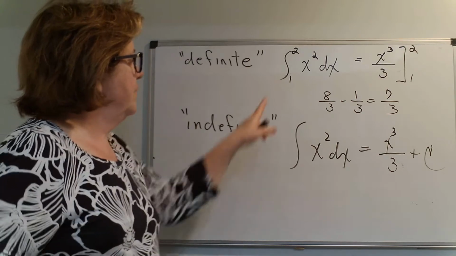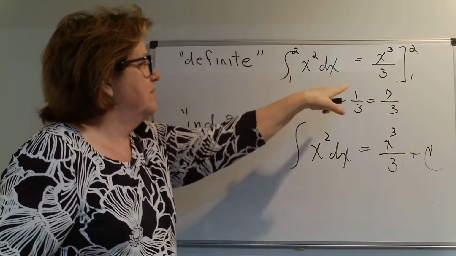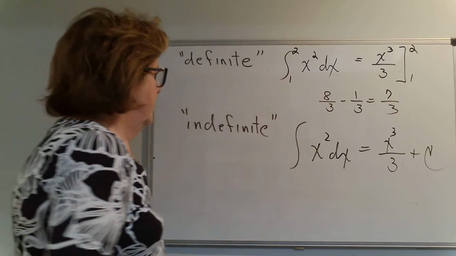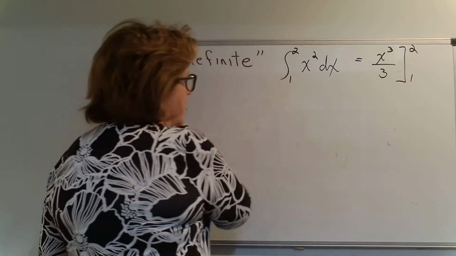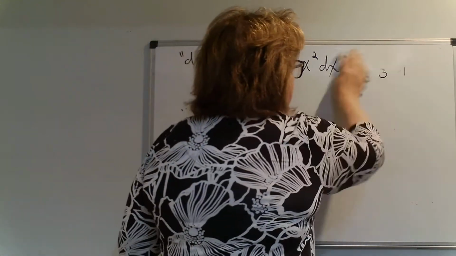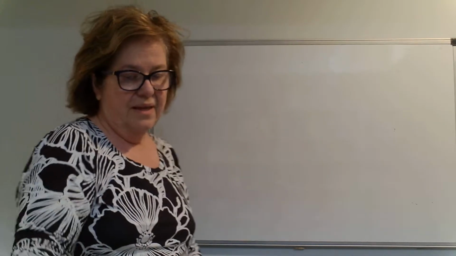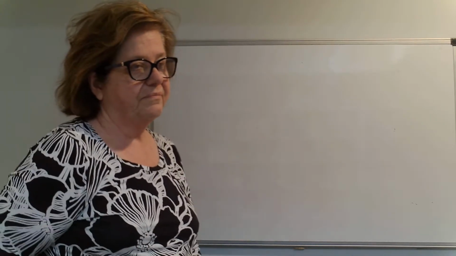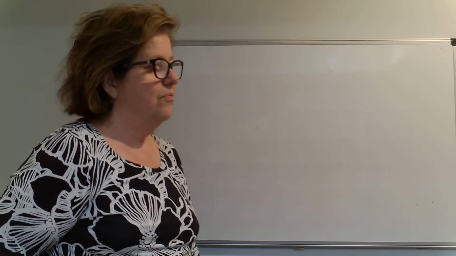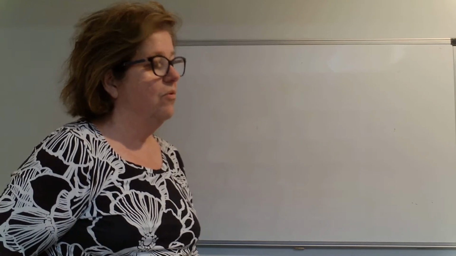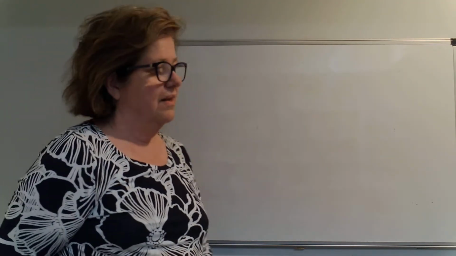So if we're given a power, all we have to do is add 1 and divide by that. If we're given a sine, we know how to get the antiderivative of that. If we're given a cosine, we know how to get the antiderivative of that. If we're given e to the x, we know how to get the antiderivative of that. If we're given 1 over x, we know the antiderivative is the natural log of x.